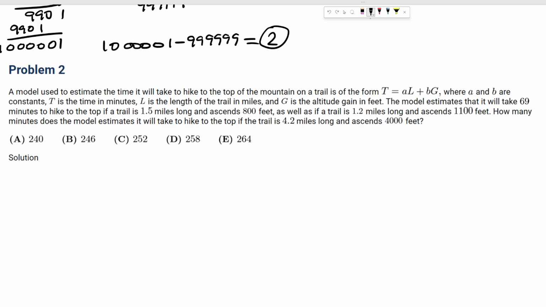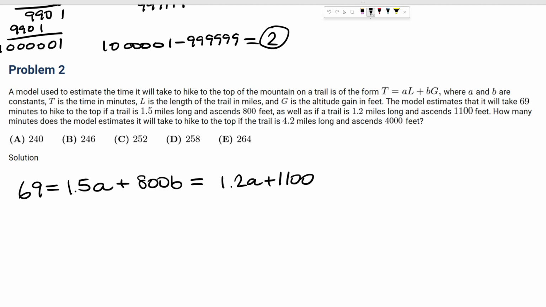So we can substitute 69 into time, and the length and gain for the first trail, which is 1.5 miles, and length is multiplied by A, so 1.5A, and 800 gain, so 800B. And this also equals 1.2 miles plus 1100 feet, so 1100B. And now we can just take this equation and solve for B in terms of A. That way we can plug it back in and find what A and B are.